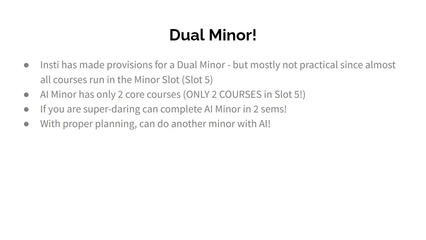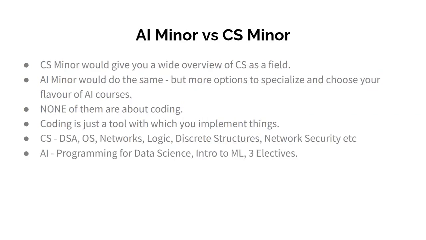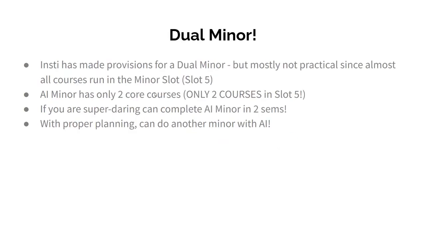And coming to dual minor. The institute has made a provision for dual minors, but mostly it is not practical. Coming to the slots. Programming for data science, that is DS203, and a few of the other introductory ML courses run in slot 5. DS203 runs in the autumn sem, and DS303 runs in the spring semester. Apart from these two courses, all the other courses are electives. So you'll have to check out their individual slots and timings according to your timetable. And mostly these elective courses don't really run in slot 5, which is a good thing.